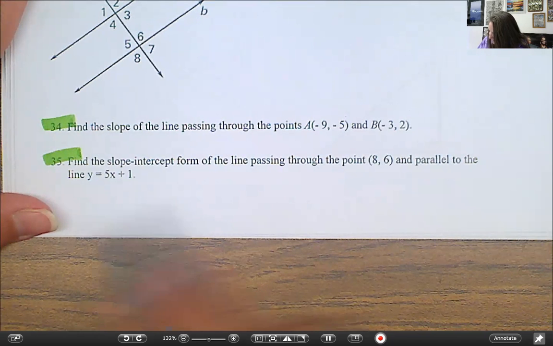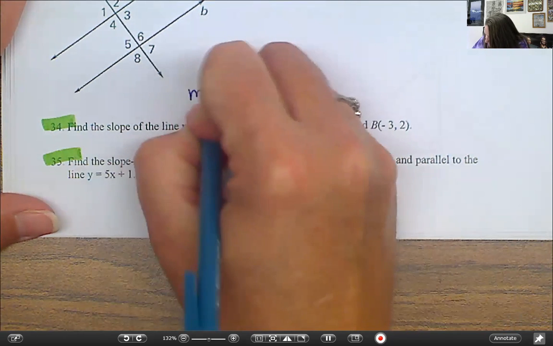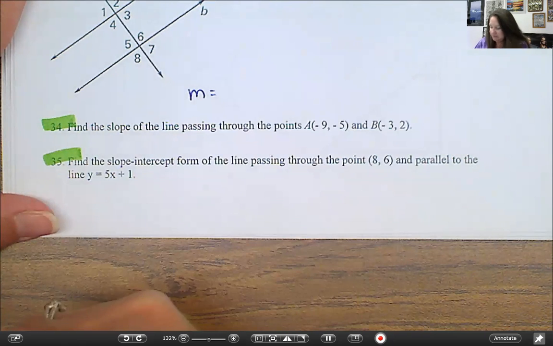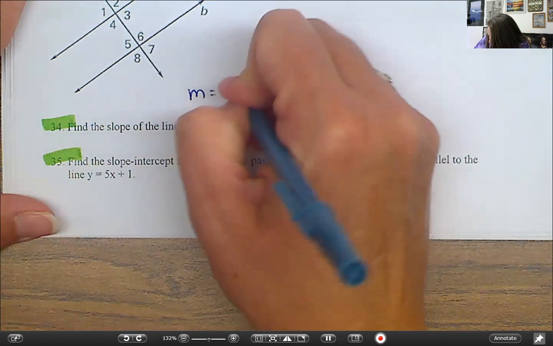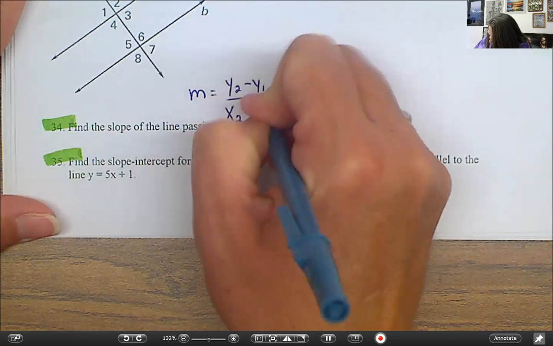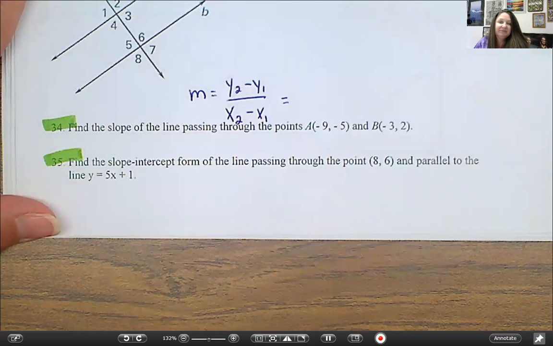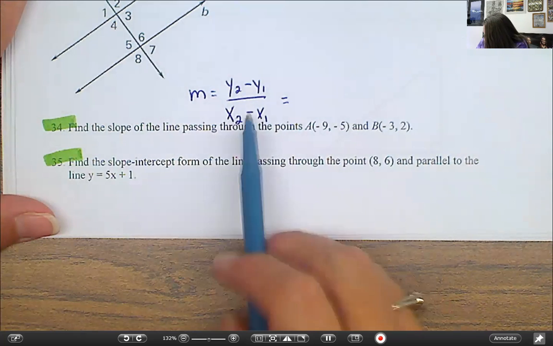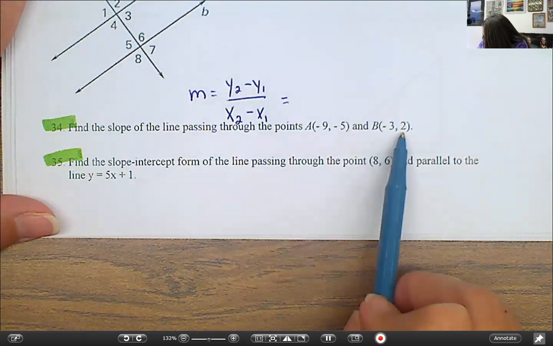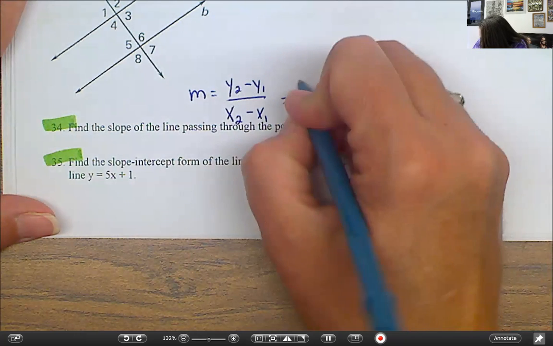The first one is finding your slope. So we should know that our slope is just the rise over the run of your line, or our formula, y2 minus y1 over x2 minus x1. So if I'm given 2 points, I can find the slope of that line. So I'm going to subtract my y coordinates first. So I'm going to take 2 minus negative 5.